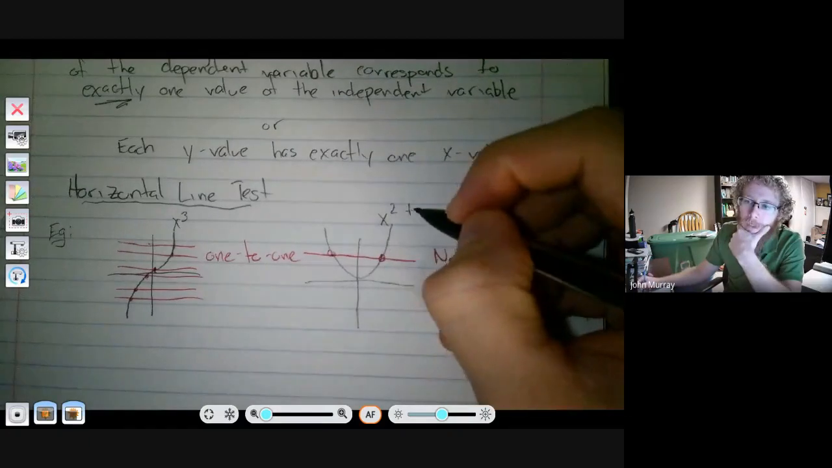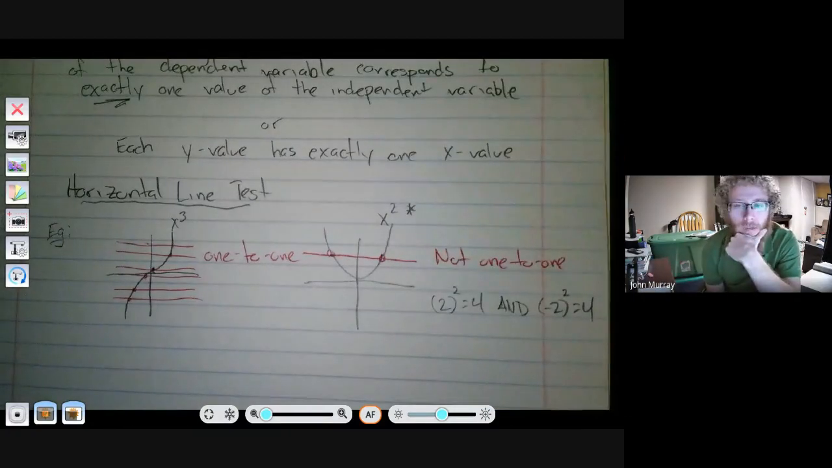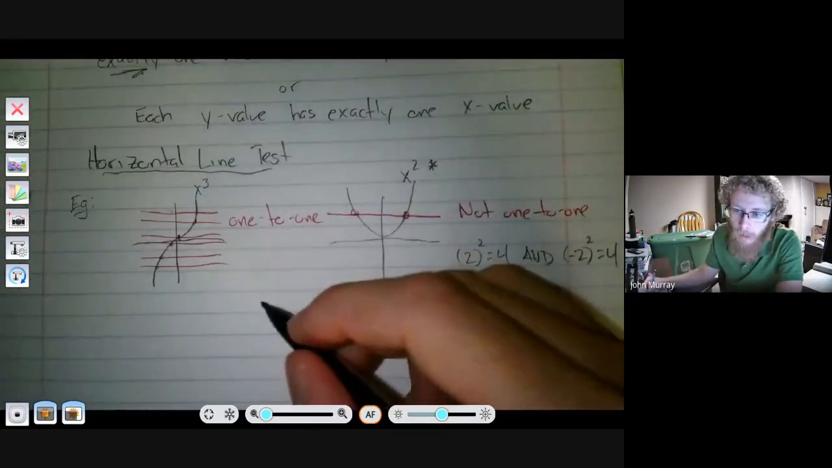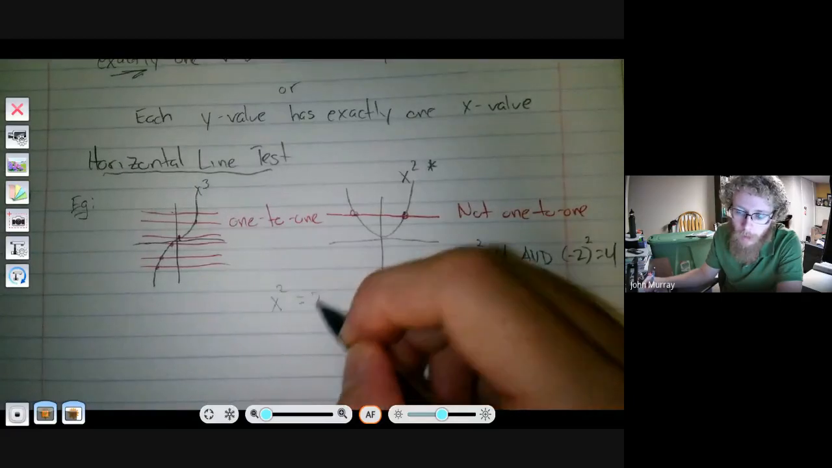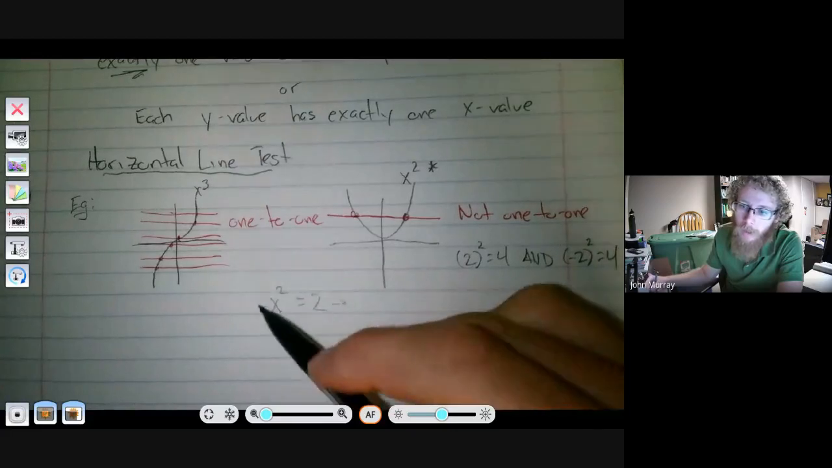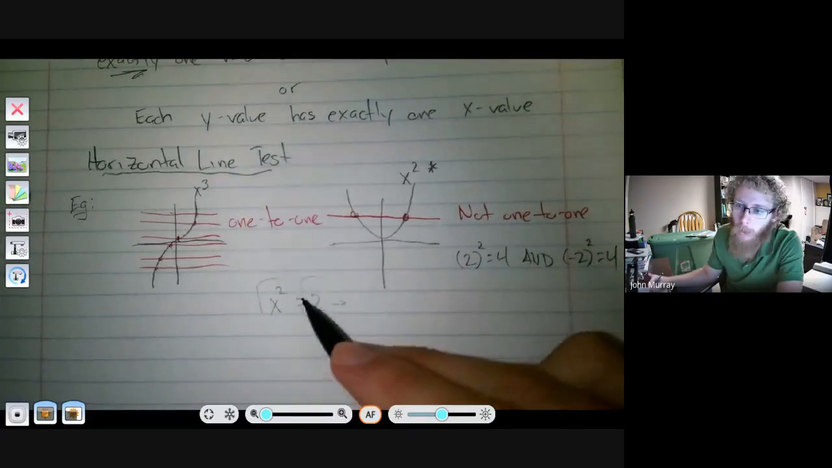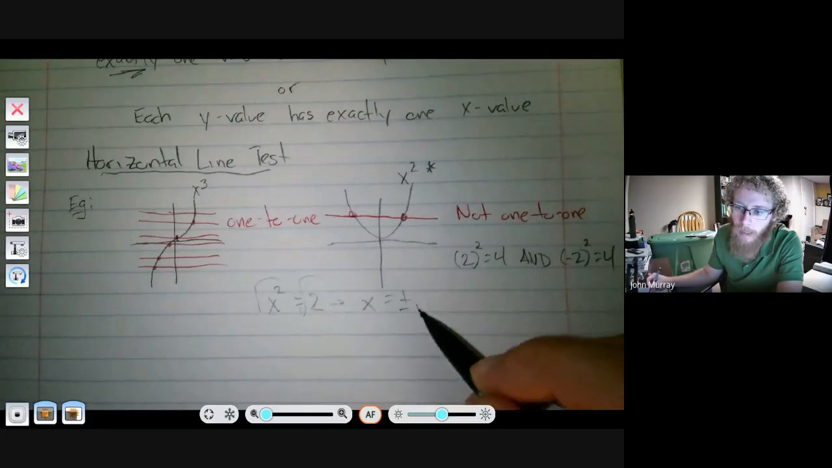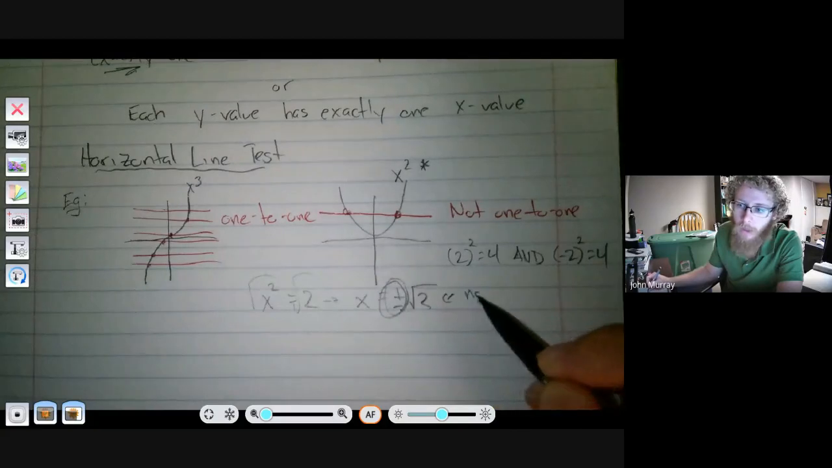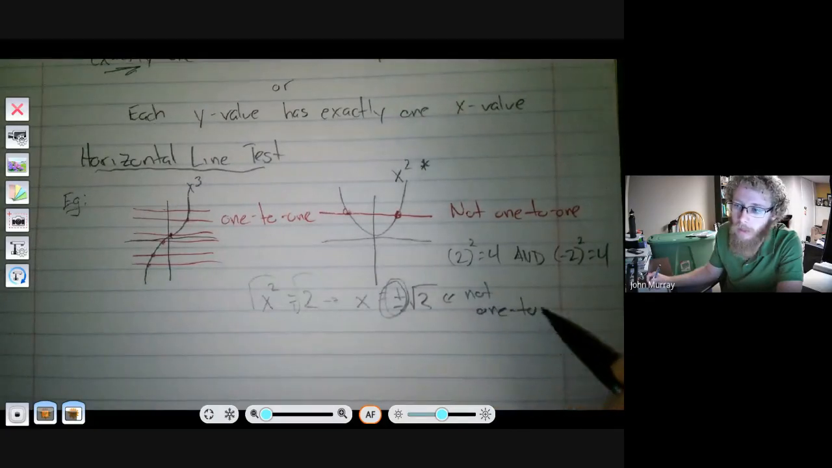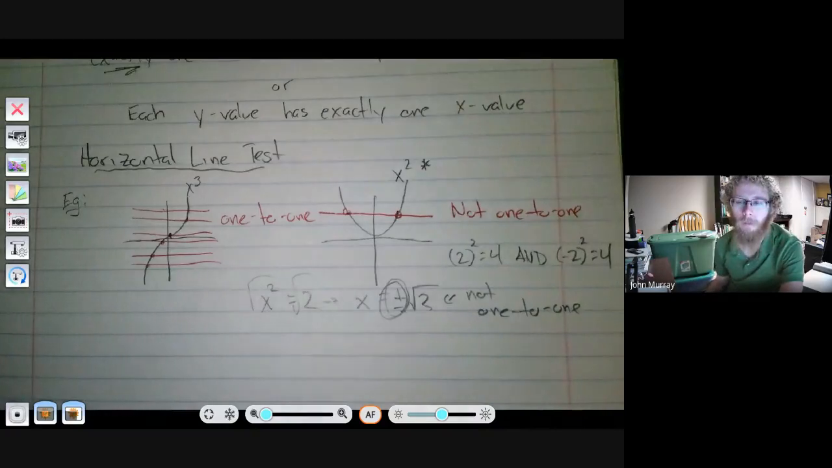Now, again, this is kind of a special case because we do technically have an inverse to x squared, right? We square root. But remember, algebraically, if I'm solving something like x squared equals 2, to solve this, we take the square root. But what we technically have to do is add the plus or minus in front. Okay, so that tells us we're not one-to-one.